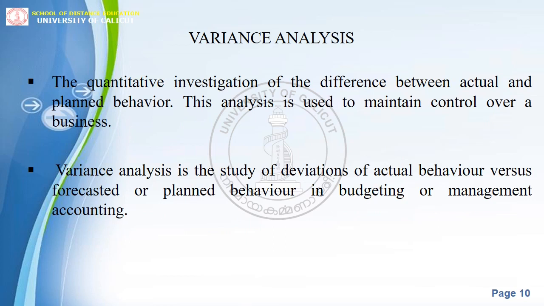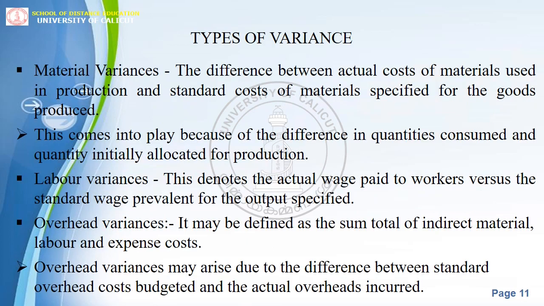Variance analysis is a study of deviations of the actual behavior from the forecasted budget or the management accounting. The various types of variances are material variance, labor variance, and overhead variance. Material variance comes into play because of the difference between quantities consumed and quantity initially allocated for the production. Labor variance denotes the actual wage paid to the workers versus the standard wage prevalent for the output specified. Whereas overhead variance may arise due to the difference between standard overhead cost and actual overhead cost.